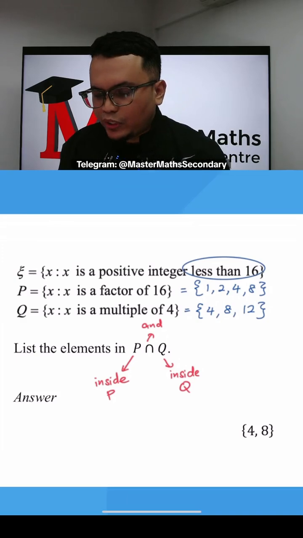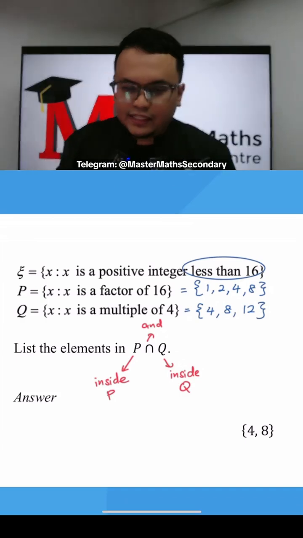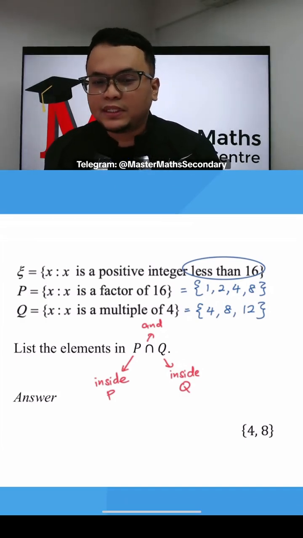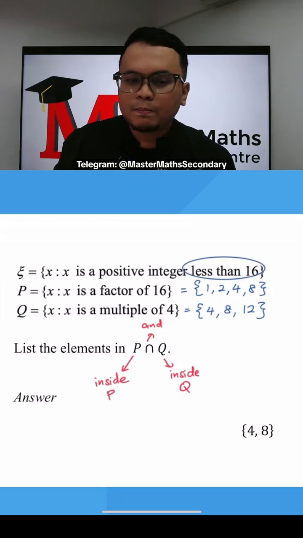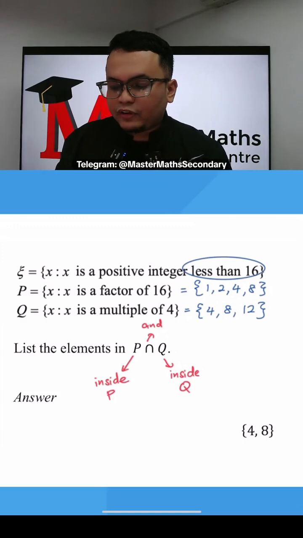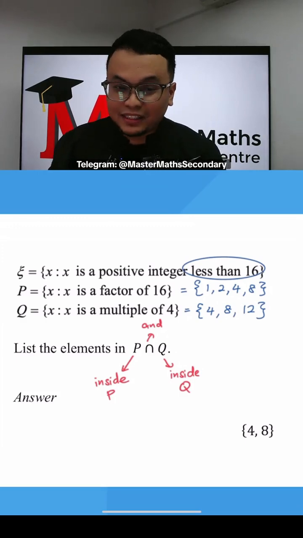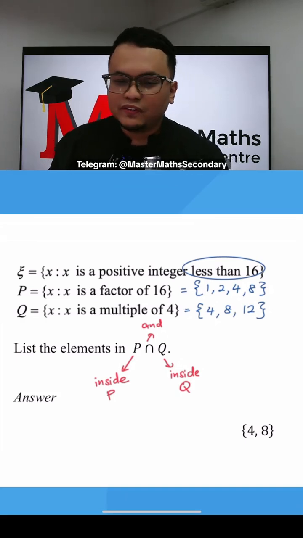Which is why we don't have 16, despite 16 being a factor of 16 itself. It is not found inside P. So you don't see 16 inside P because it is not inside the universal set. So it cannot be included in the subsets P and Q. Now Q will be multiples of 4. So we have 4, 8, 12. Again, 16 is a multiple of 4, but we don't include it. Why? Because it's not in the universal set.